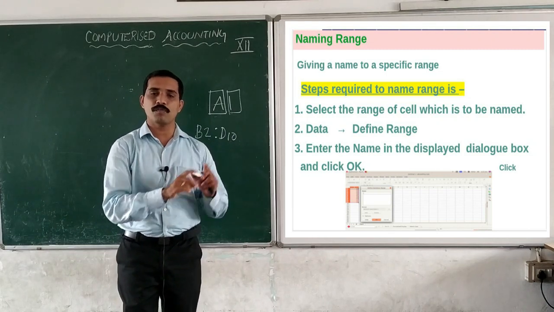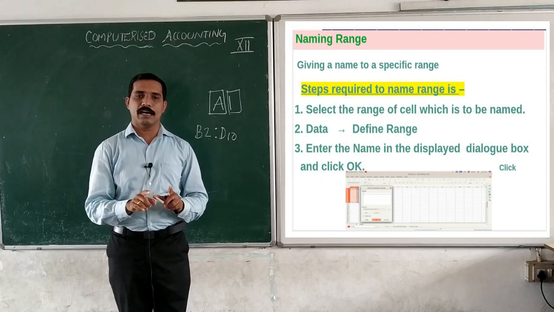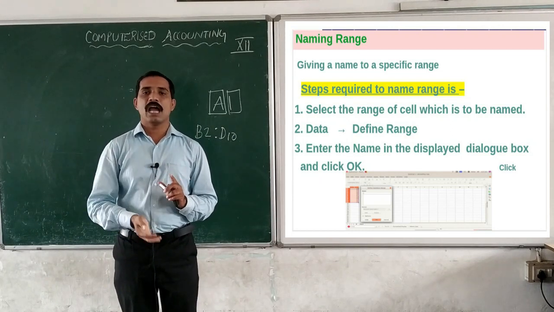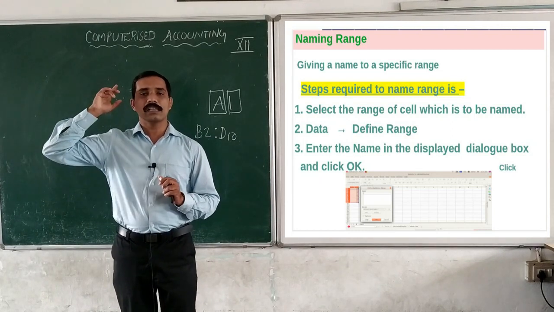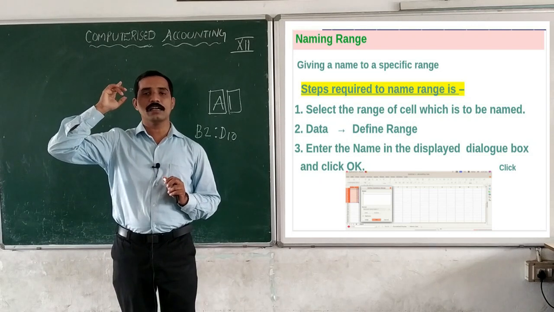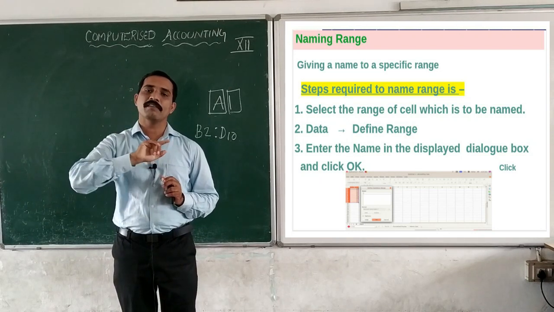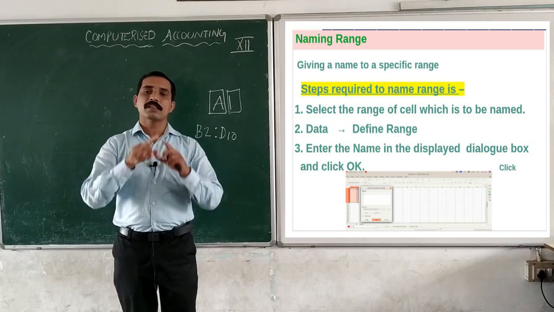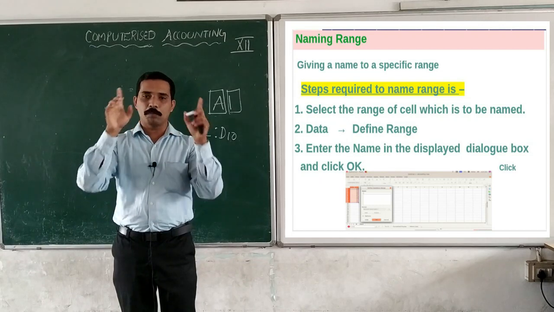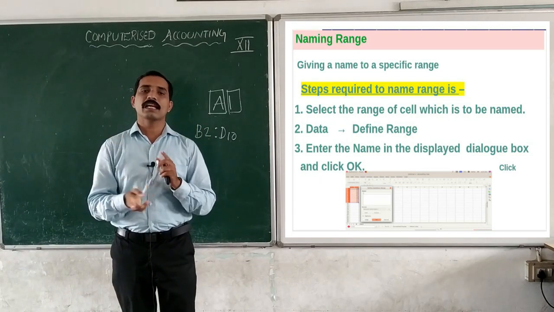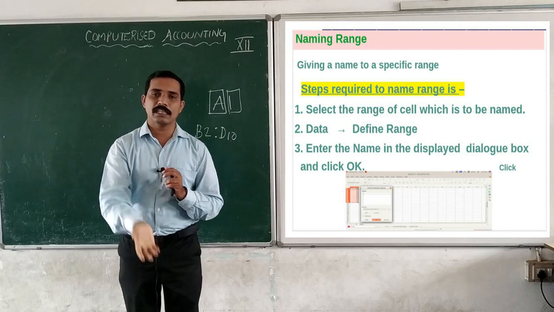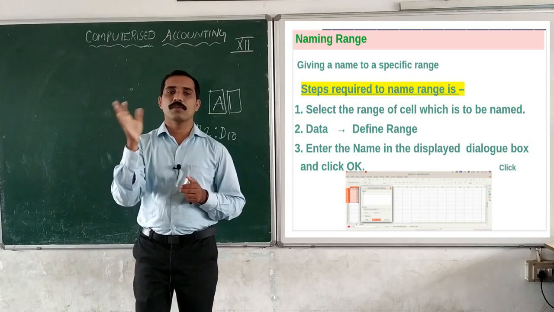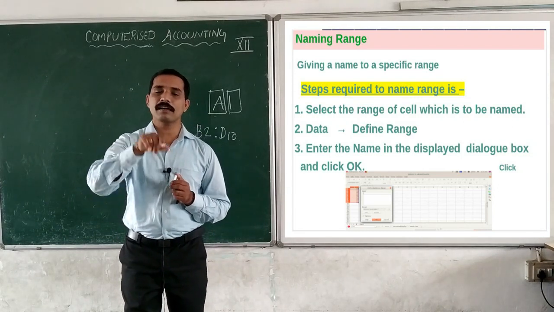So first we select the data which is to be named, and then second step, move to the Data menu and select Define Range. At that time a dialog box will be displayed. In the dialog box you can enter the name, and after that you can click OK.